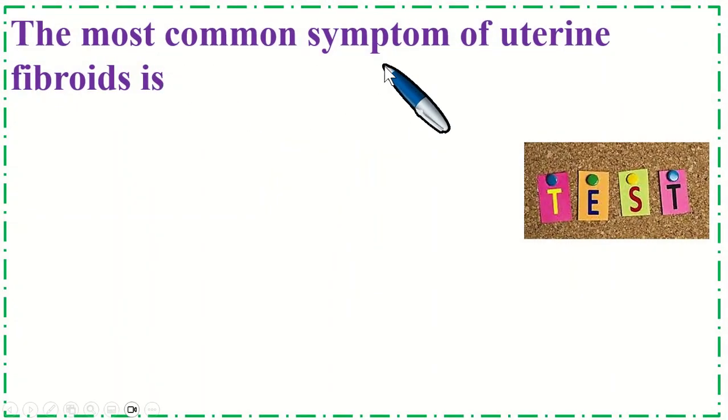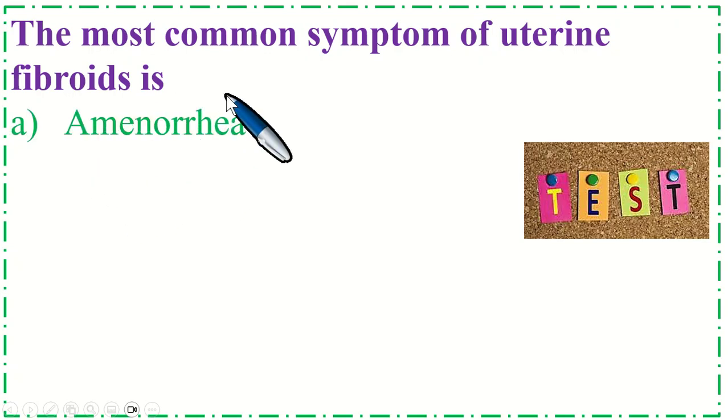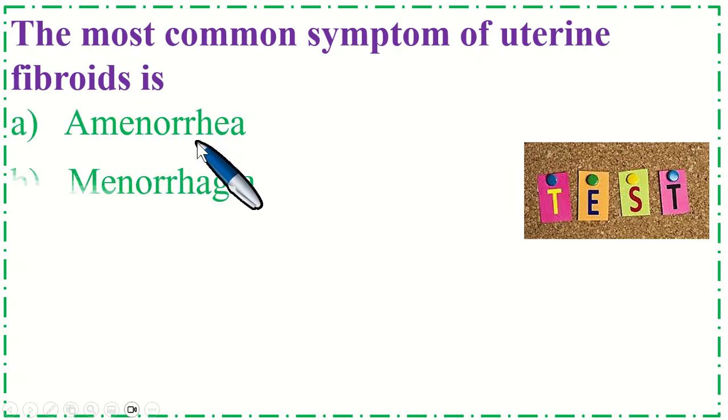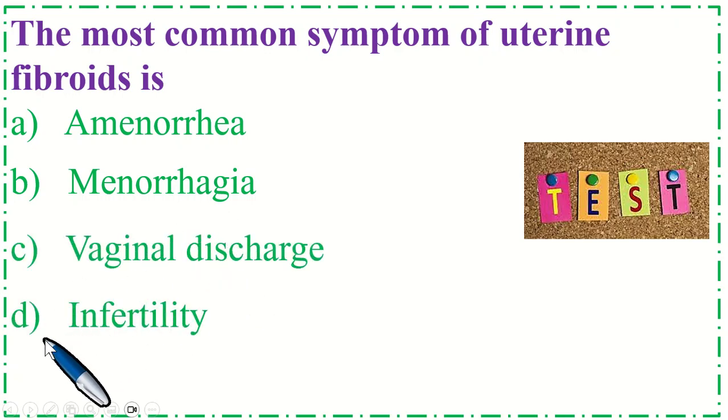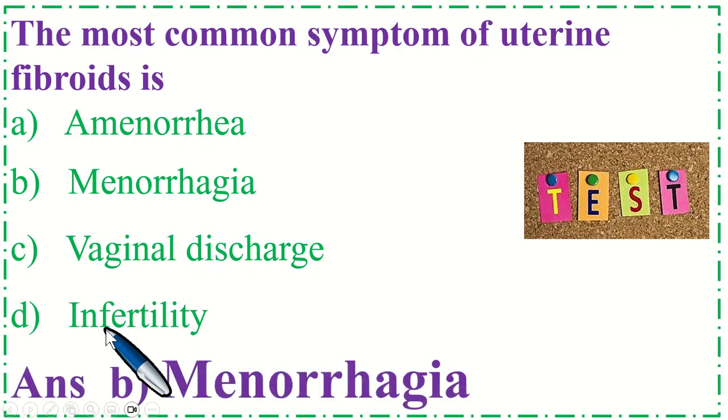The most common symptom of uterine fibroids is option A amenorrhea, B menorrhagia, C vaginal discharge, D infertility. Correct option is B menorrhagia.